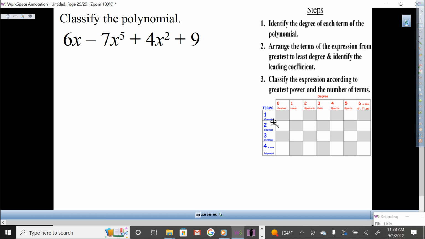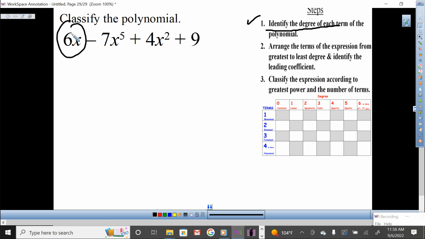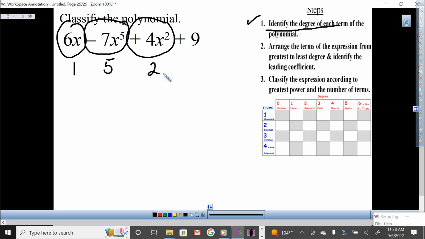Let me write this out first, go through the process, then I'll have you copy right after, okay? Writing utensils down, look up to the screen. Here we go. All right. I'm going to start with black. Step 1, it says identify the degree of each term. Degree of this one is 1. Degree of this one is 5. Degree of this one is 2. And the degree of this one, no variable, is 0. Step 1, done.